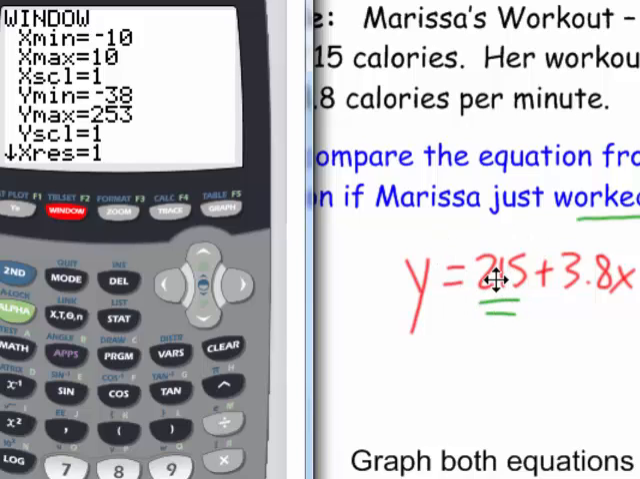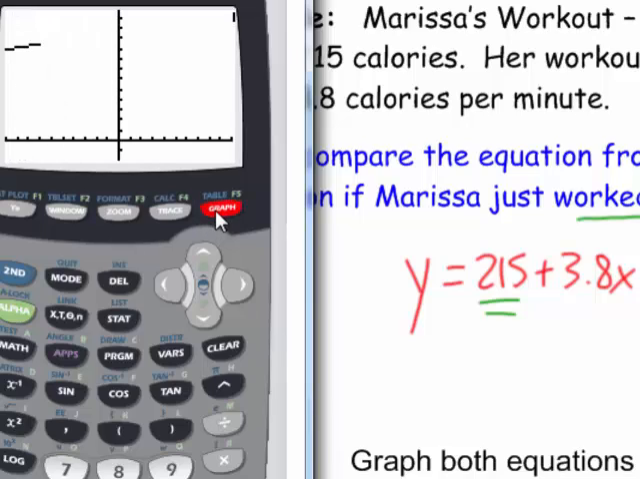Because that's the y-intercept here. Plus, it's going up 3.8 each time, so it needs something a little bit higher than that. And they're counting by ones. We probably would want to count by something bigger than 1, because that's a lot of tick marks. I might even count by 20s. There we go. And I'm going to go back to my graph.